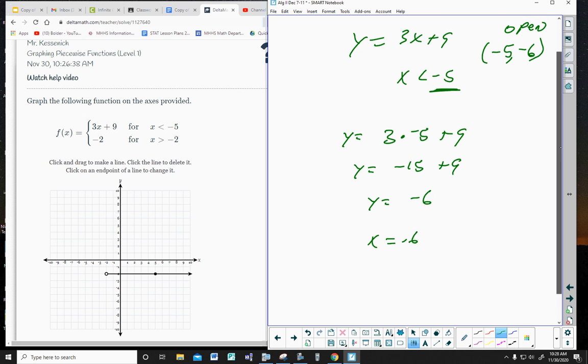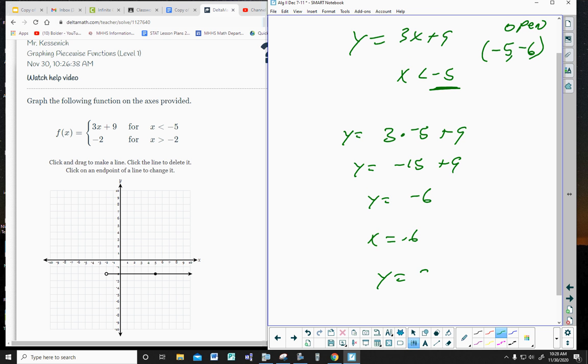Y is equal to 3 times negative 6 plus 9. So that's negative 18 plus 9, so it's negative 9. And that's your y value. When your x is negative 6, your y value is negative 9.